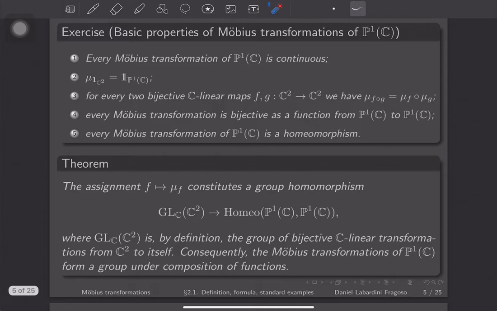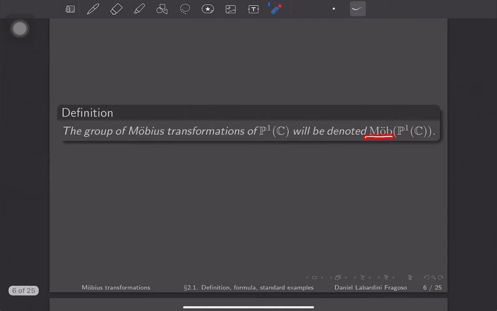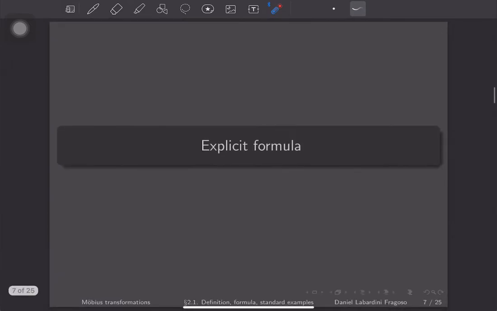From all of this, what I obtain is that assigning to each bijective linear map from C2 to C2 its Möbius transformation is a group homomorphism, from the group of bijective linear maps from C2 to C2 to the group of self-homeomorphisms of the complex projective line. The proof of this theorem is pretty much this exercise. The group of Möbius transformations of the complex projective line, Möb of the complex projective line, is a group under composition. All right, and now we move on to exhibiting an explicit formula.